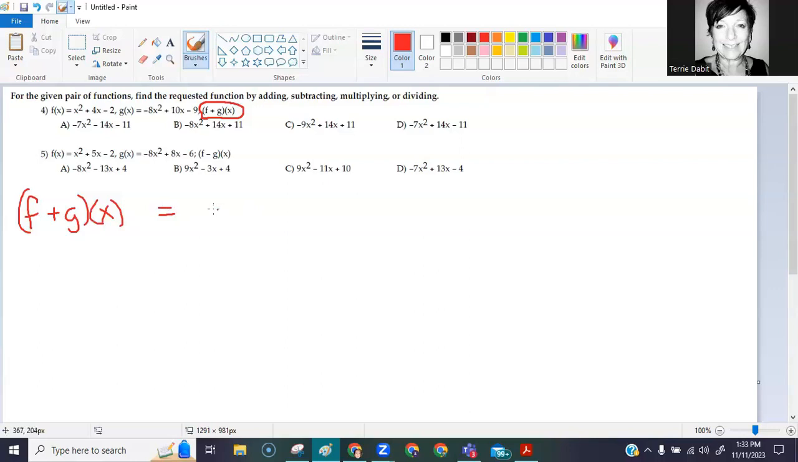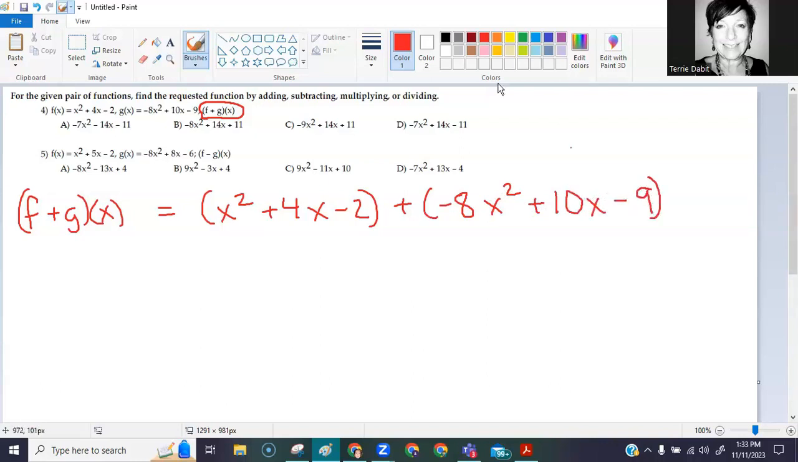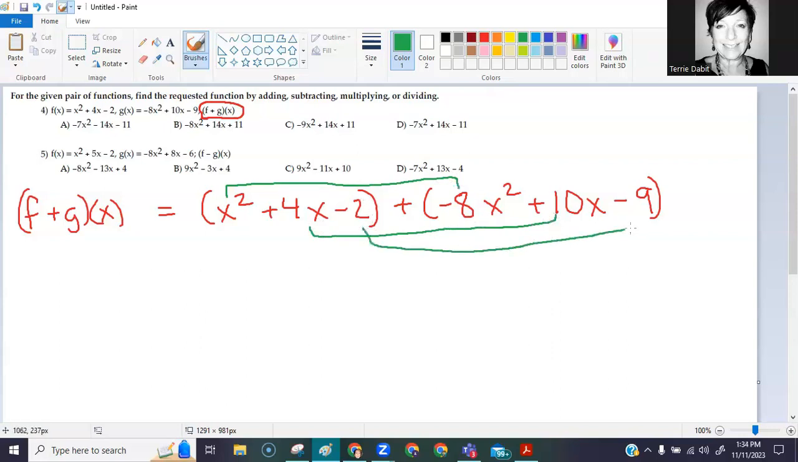So I'll take my first function, which is f of x, that is x squared plus 4x minus 2, and I'm going to add that to the g function, which is negative 8x squared plus 10x minus 9. Then I start combining like terms, adding them together, put what goes together. Don't forget that I can also put constants together, and I will be left with negative 7x squared plus 14x minus 11.